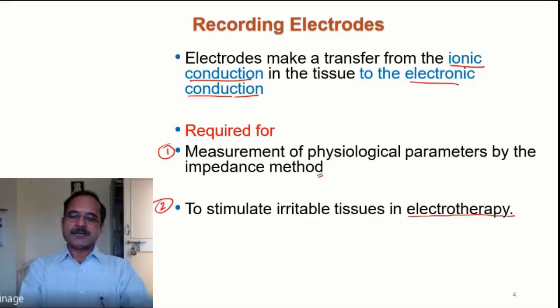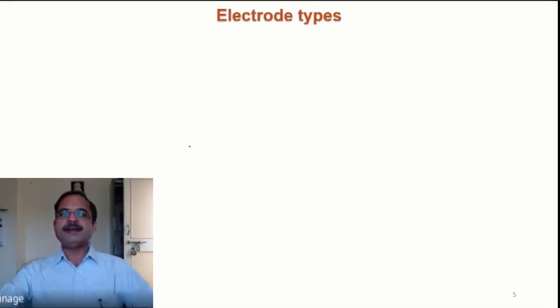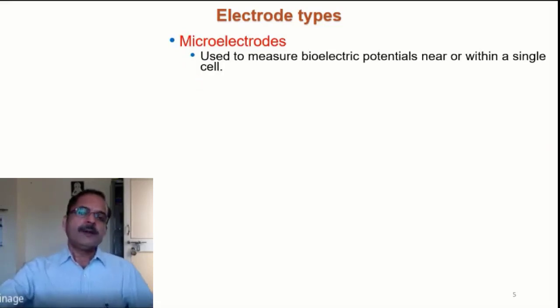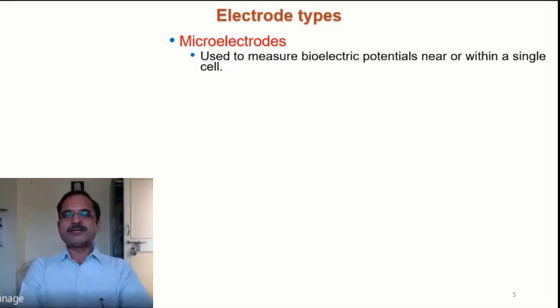Now for this purpose, in this case we apply some external voltage to the body, and for that purpose also we will need these electrodes. Okay, now what are the types of electrodes? Depending upon different applications, the size or the characteristics of the electrodes are different. So accordingly, there are mainly three types of electrodes that we are going to discuss.